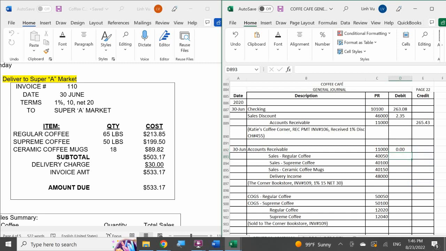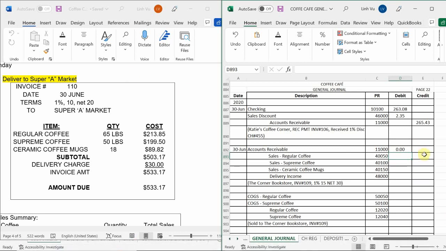How much is the grand total for the sale of regular coffee? $213.85. Supreme, 199.50. Go ahead. And 89.82. And delivery charge $30. And the grand total is 533.17. Awesome. Okay, no typos there.